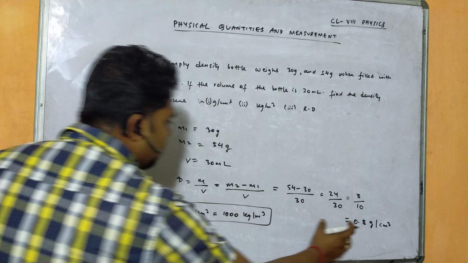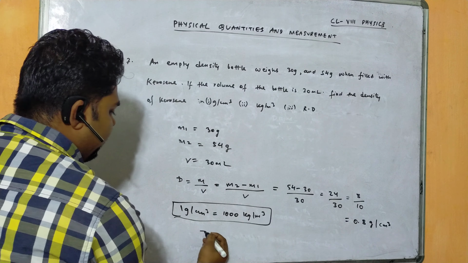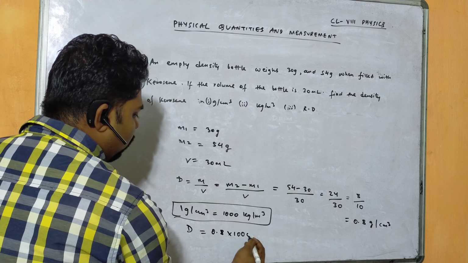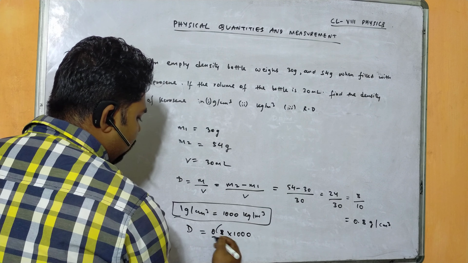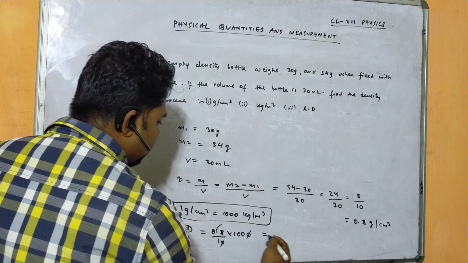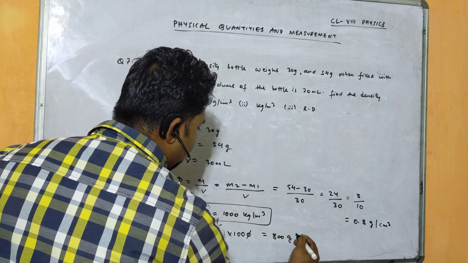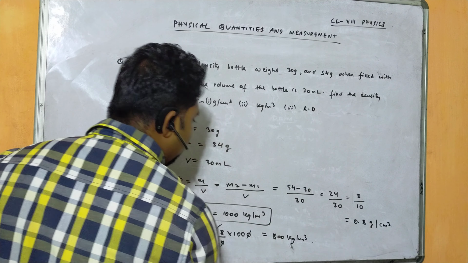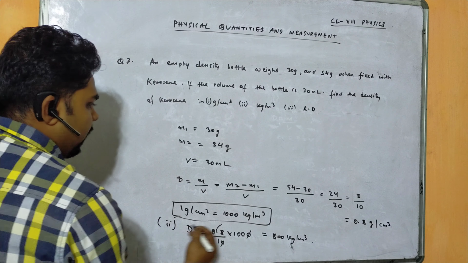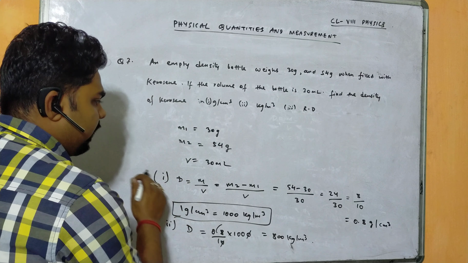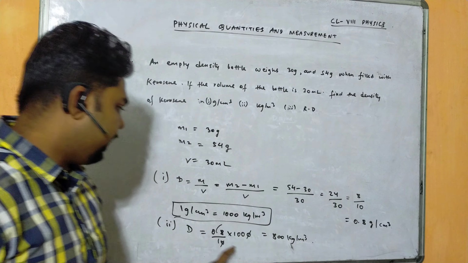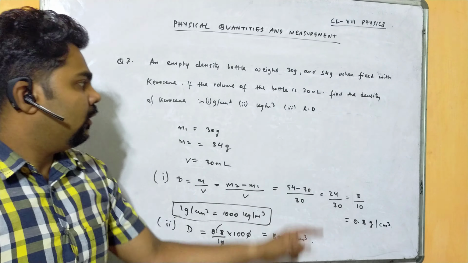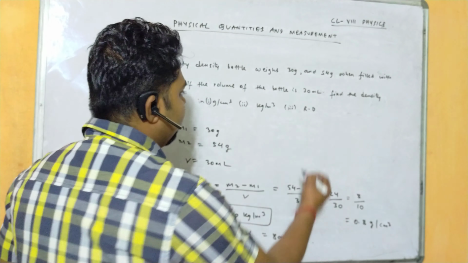So this is the gram per centimeter cube answer, but the kg per meter cube answer will be 0.8 into 1000. So this point will be removed, 10 will come down, the zeros got cancelled, that is 800 kg per meter cube. Okay, so this is the second answer, and this was the first answer. The first answer is 0.8 gram per centimeter cube and the second answer is 800 kg per meter cube. So the third thing we have to find here is relative density.